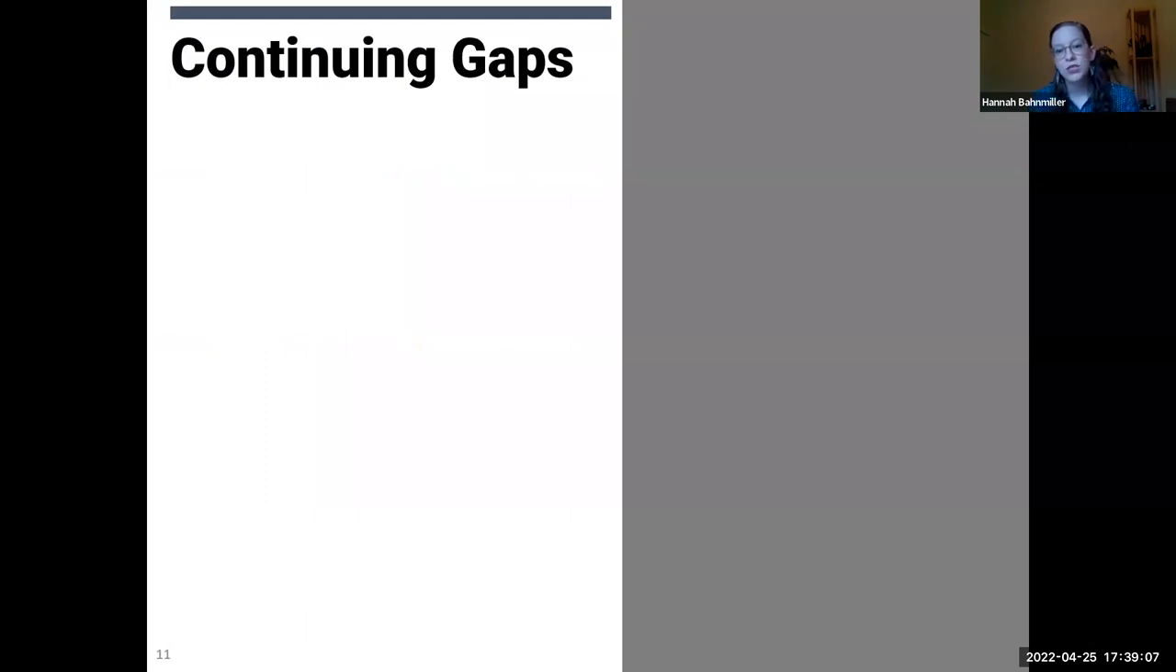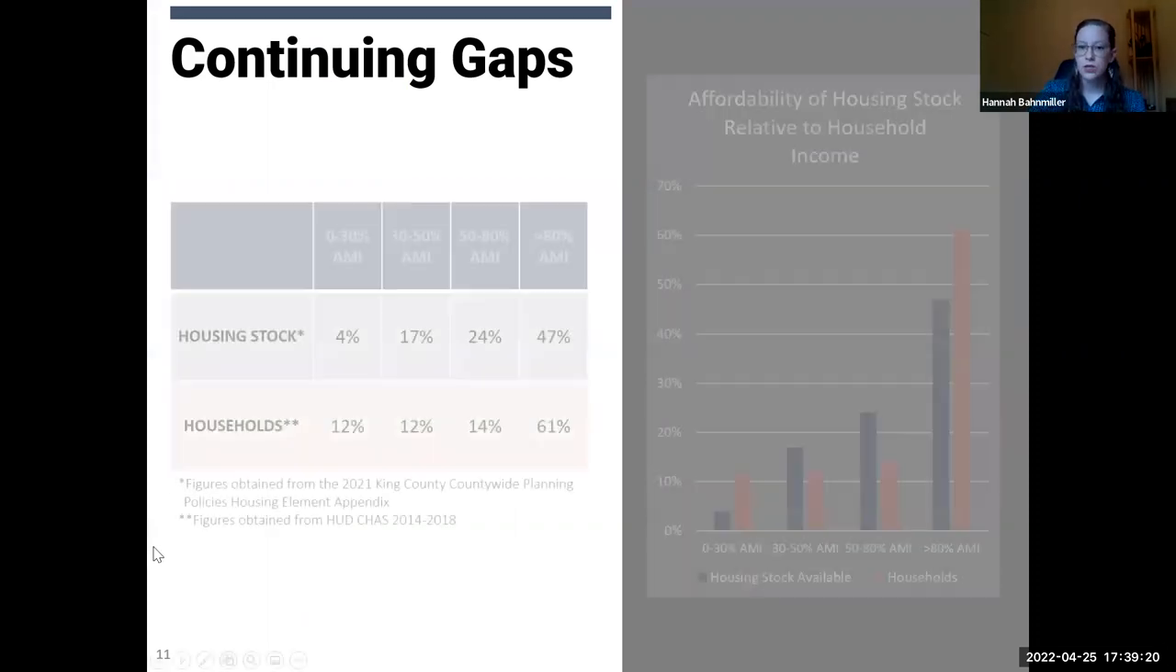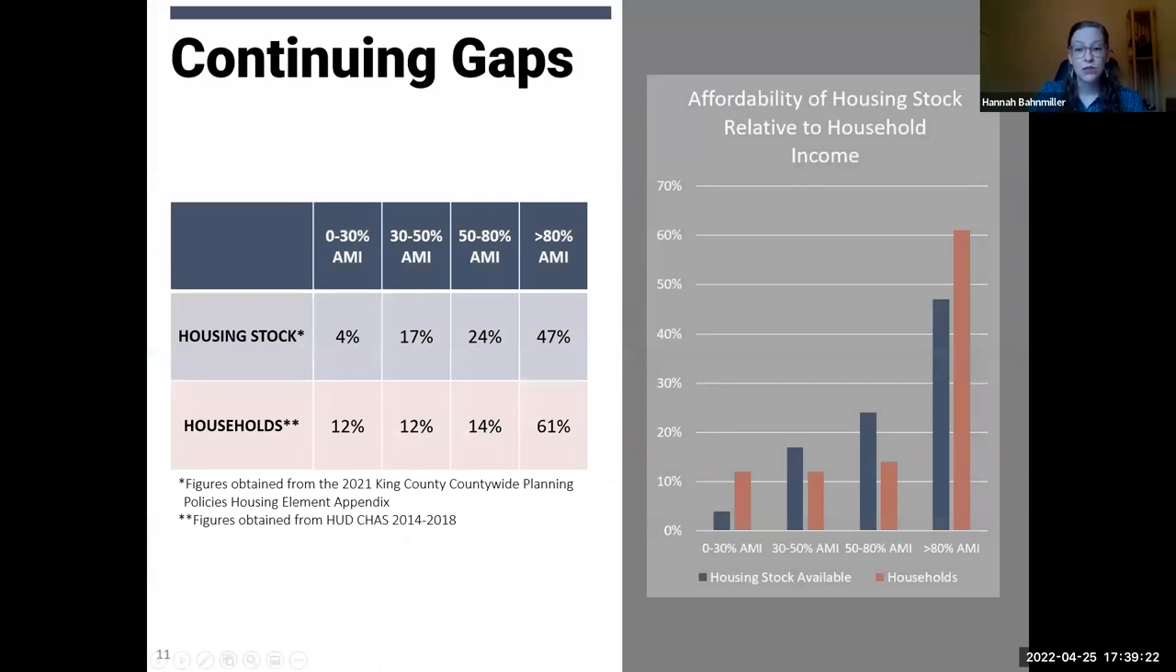Household data, like what we were just looking at, really shows the impacts of housing unaffordability. But another way to evaluate the need is to look at the supply and demand factors that are really causing those household level impacts. A slightly reductive way to look at this is to compare the number of households in each income band to the number of existing housing units that are priced affordably to those households.